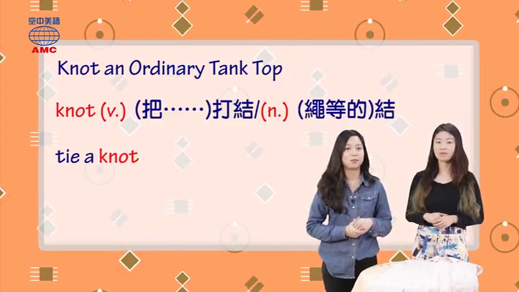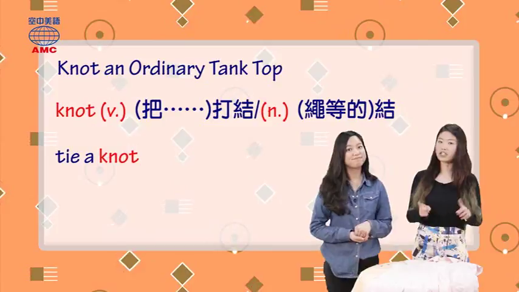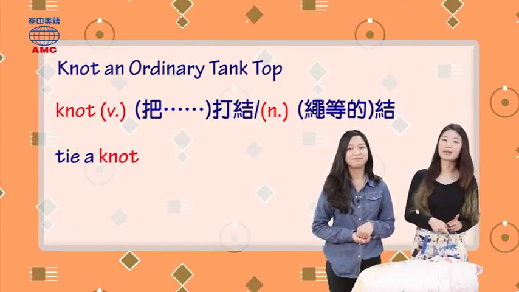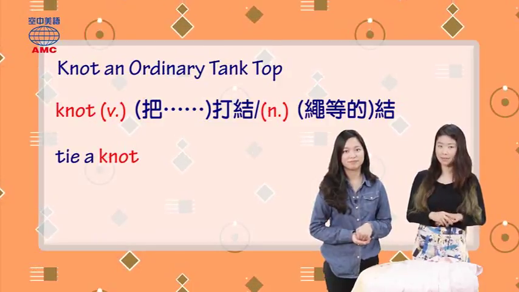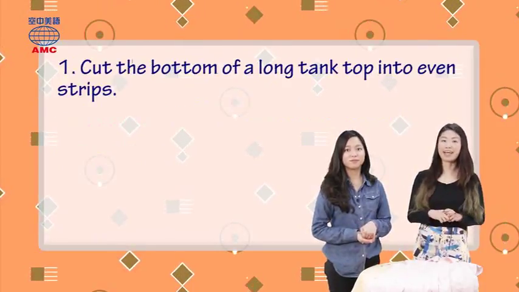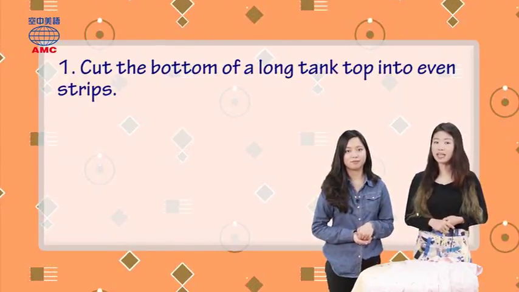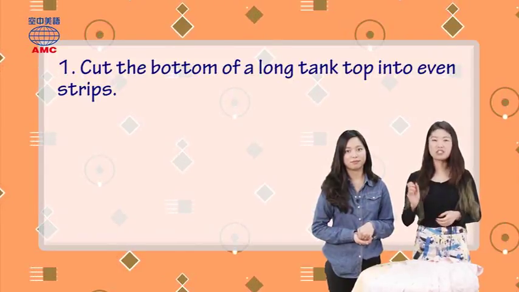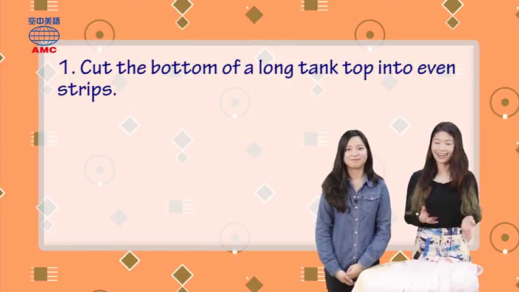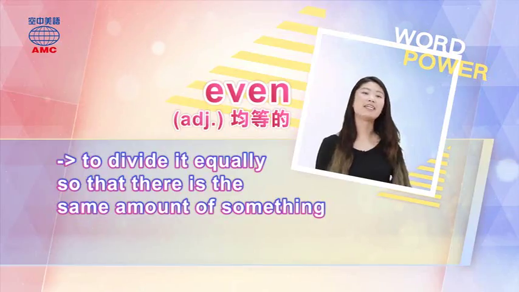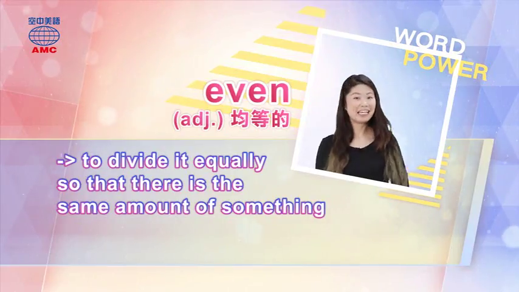Therefore, to knot something means to make something into a knot. So let's take a look at our first step. The article says, 1. Cut the bottom of a long tank top into even strips. We see our second word power word in this sentence, even. It's an adjective. Even. E-V-E-N, even.